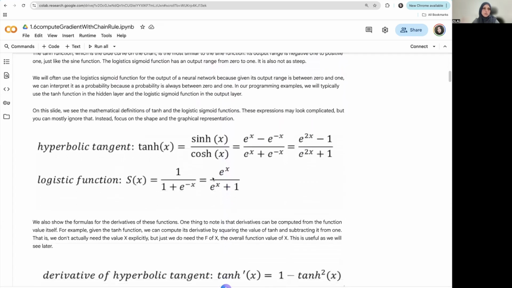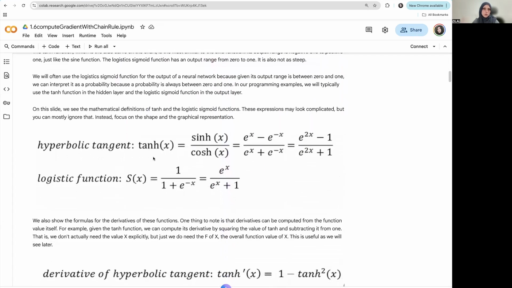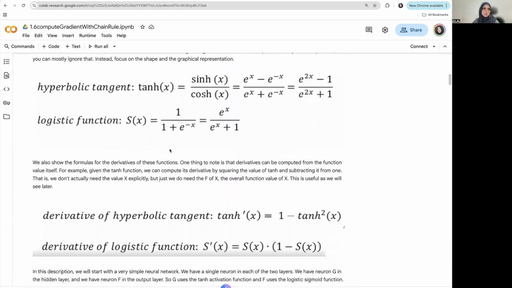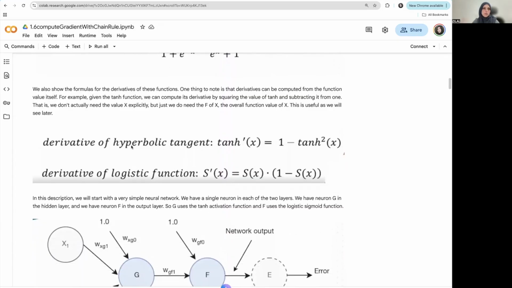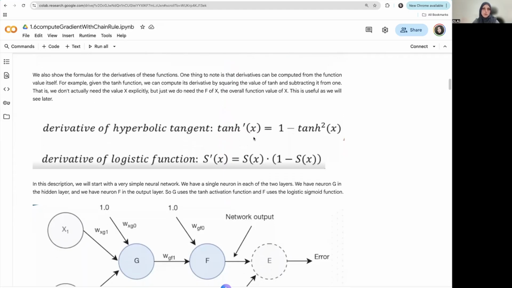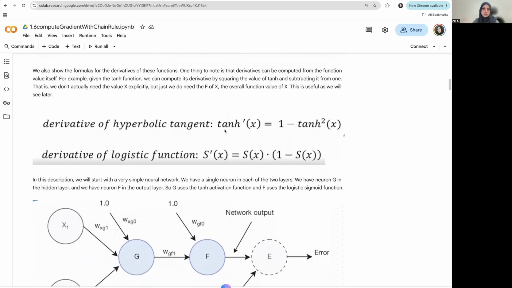In this slide, these are the mathematical definitions. You can ignore them, just focus on the shape and the graphical representation of the functions. And these are the formulas of the derivatives of the functions. One thing to note is that we can derive the derivatives of the function from the function itself. So we don't actually need the x explicitly. We just use f of x. As you can see here, the derivative of tanh is 1 minus the square of the tanh function.